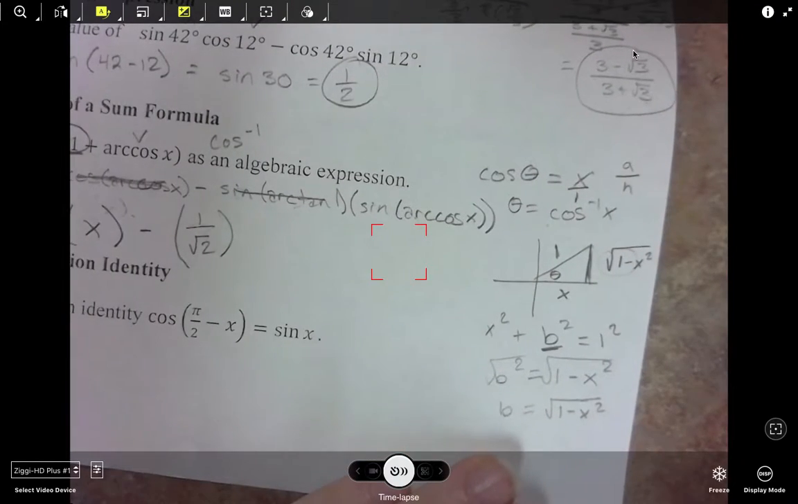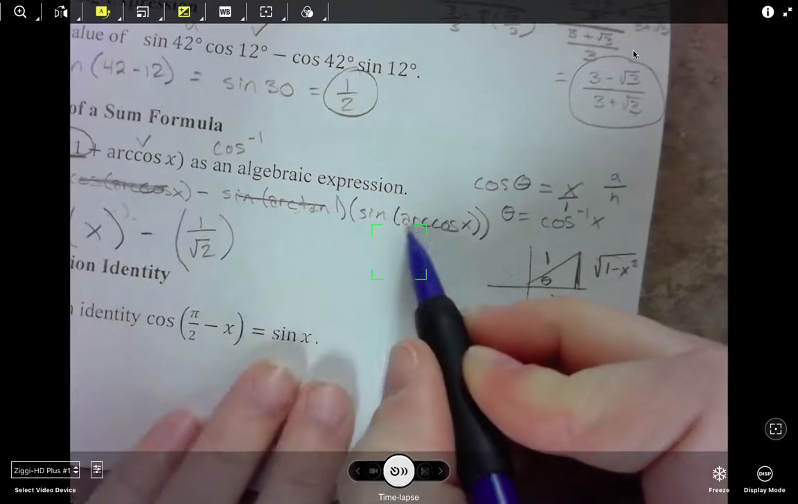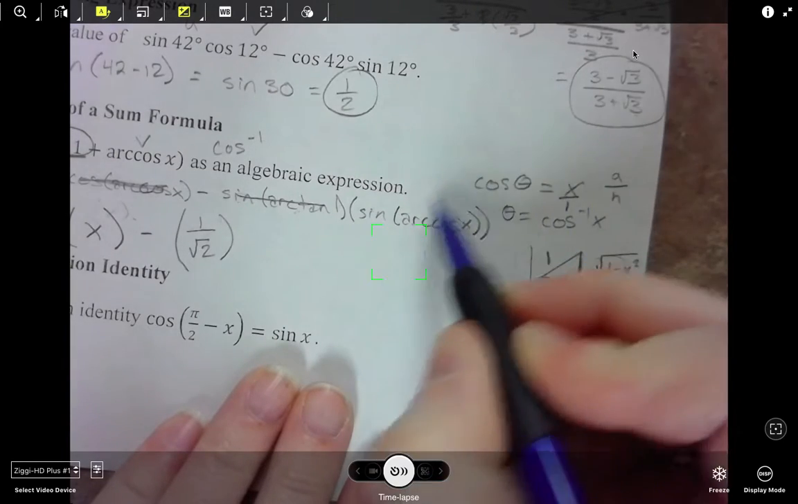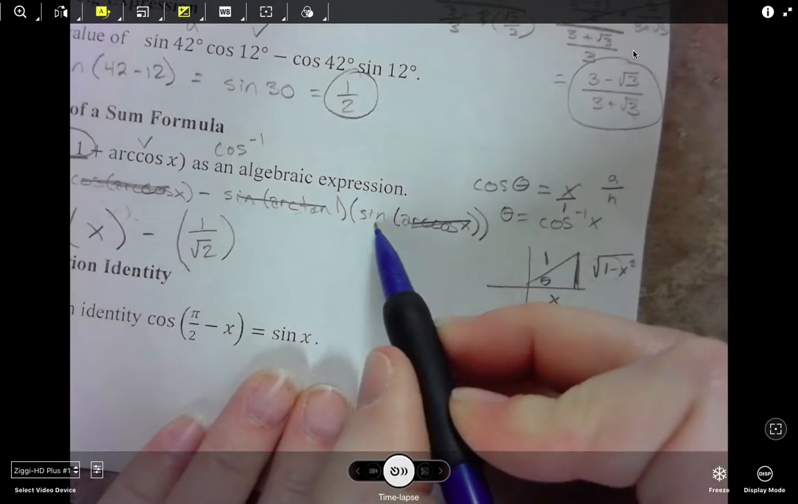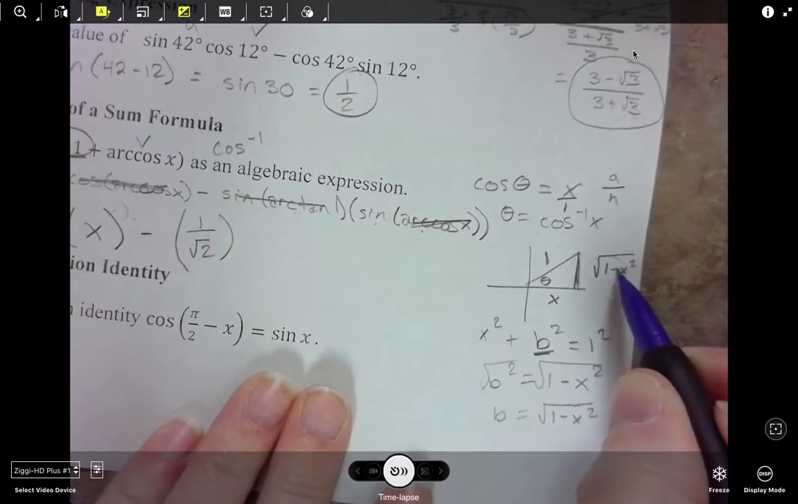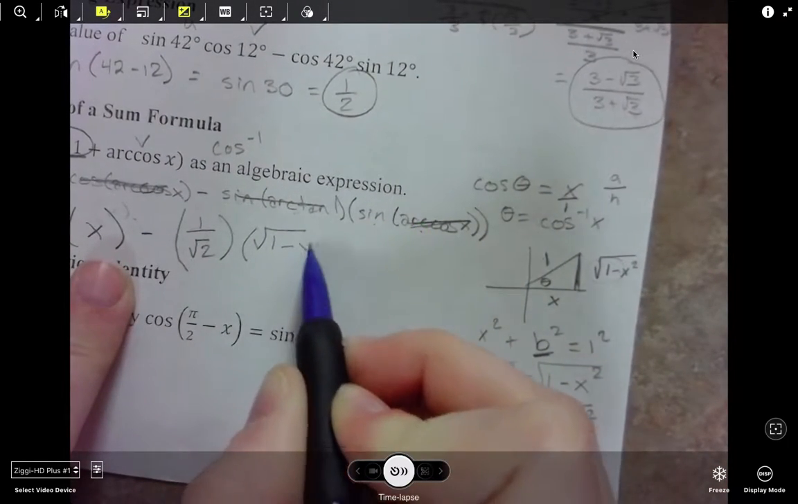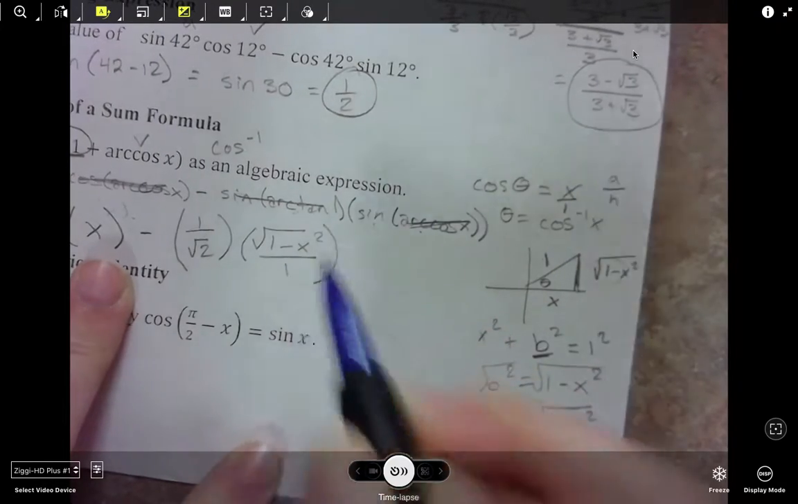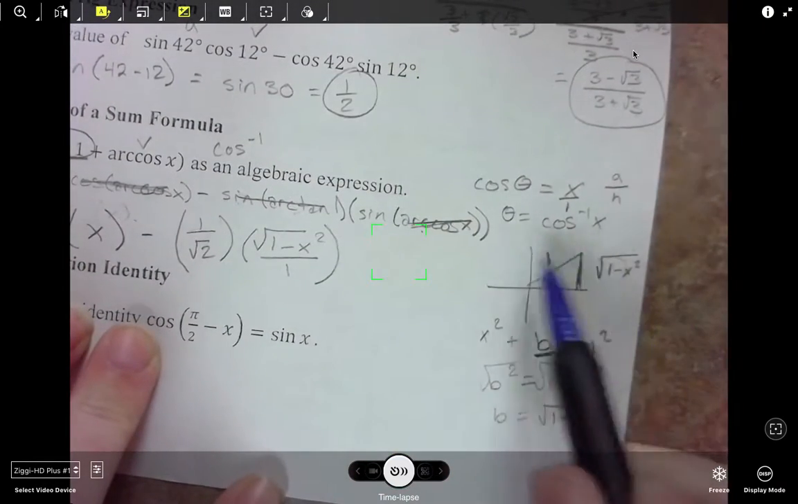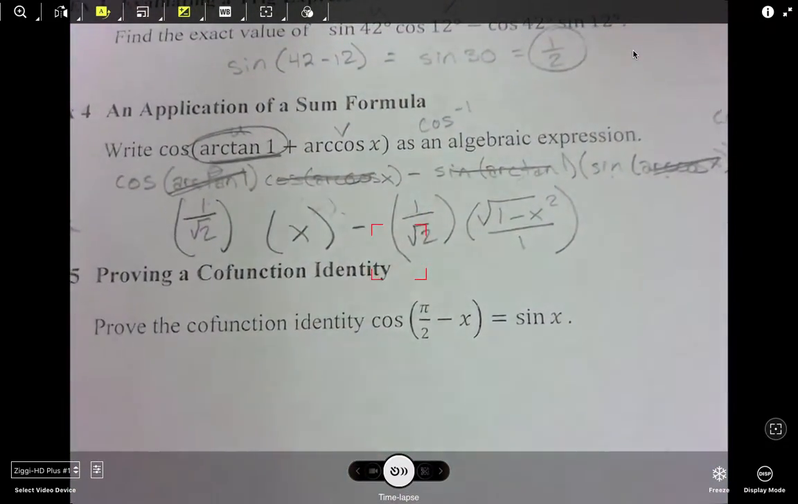Now that we know what the triangle for arc cosine of x looks like, we want to do sine of that. Sine is opposite over hypotenuse. So I have the square root of 1 minus x squared over 1. Opposite over hypotenuse.